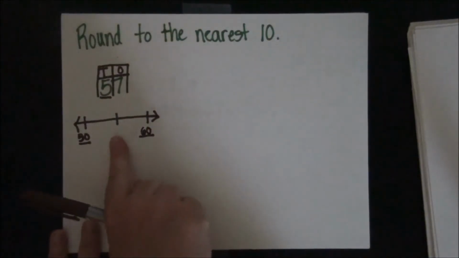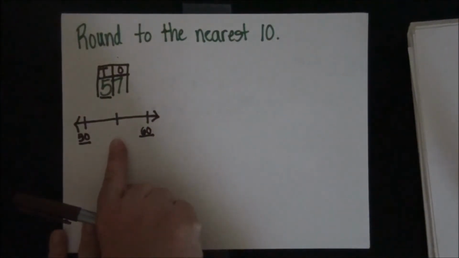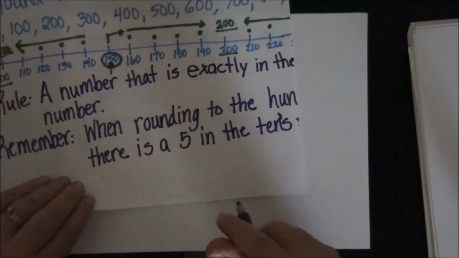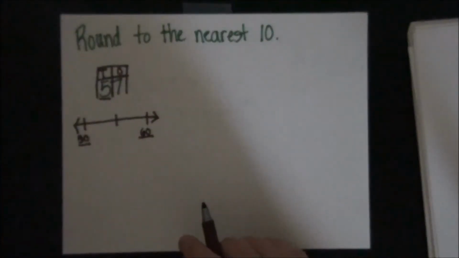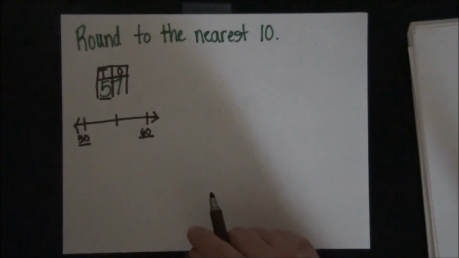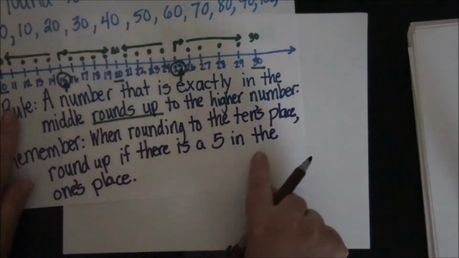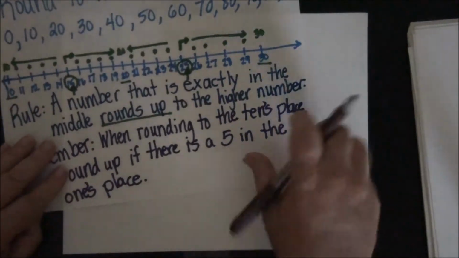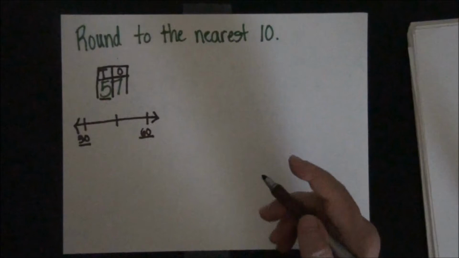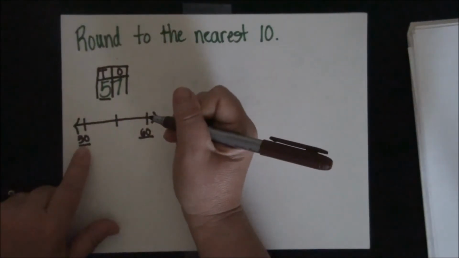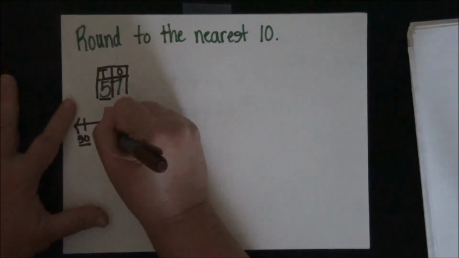Now, I need the number that comes smack dab in the middle. And I know from my remember rule that there needs to be a 5 in the ones place. Where'd I put it? Yes. When rounding to the tens place, round up if there's a 5 in the ones place. So I know my number exactly in the middle is going to have a 5 in the ones place. So I'm in the 50s, so the number exactly in between 50 and 60 is 55.